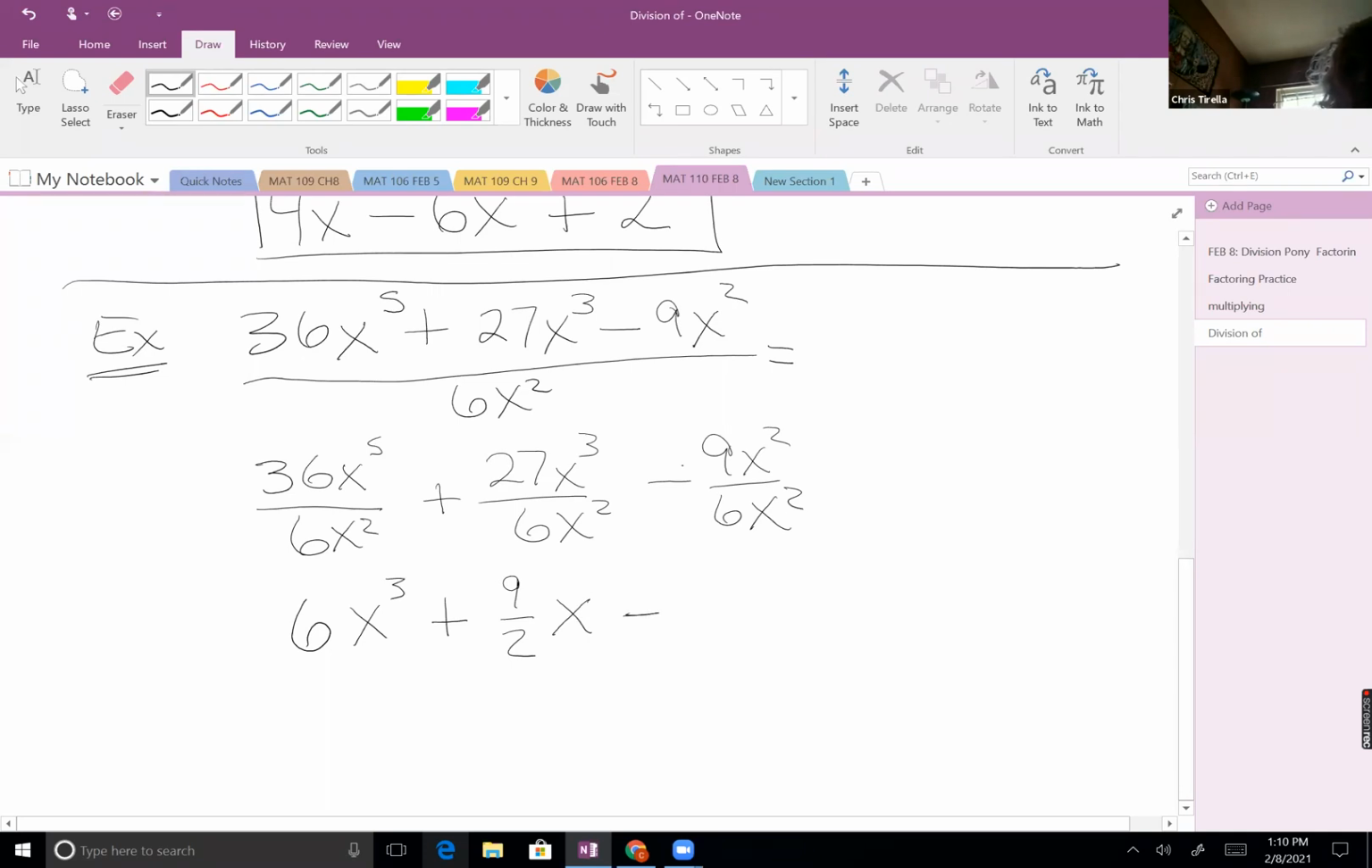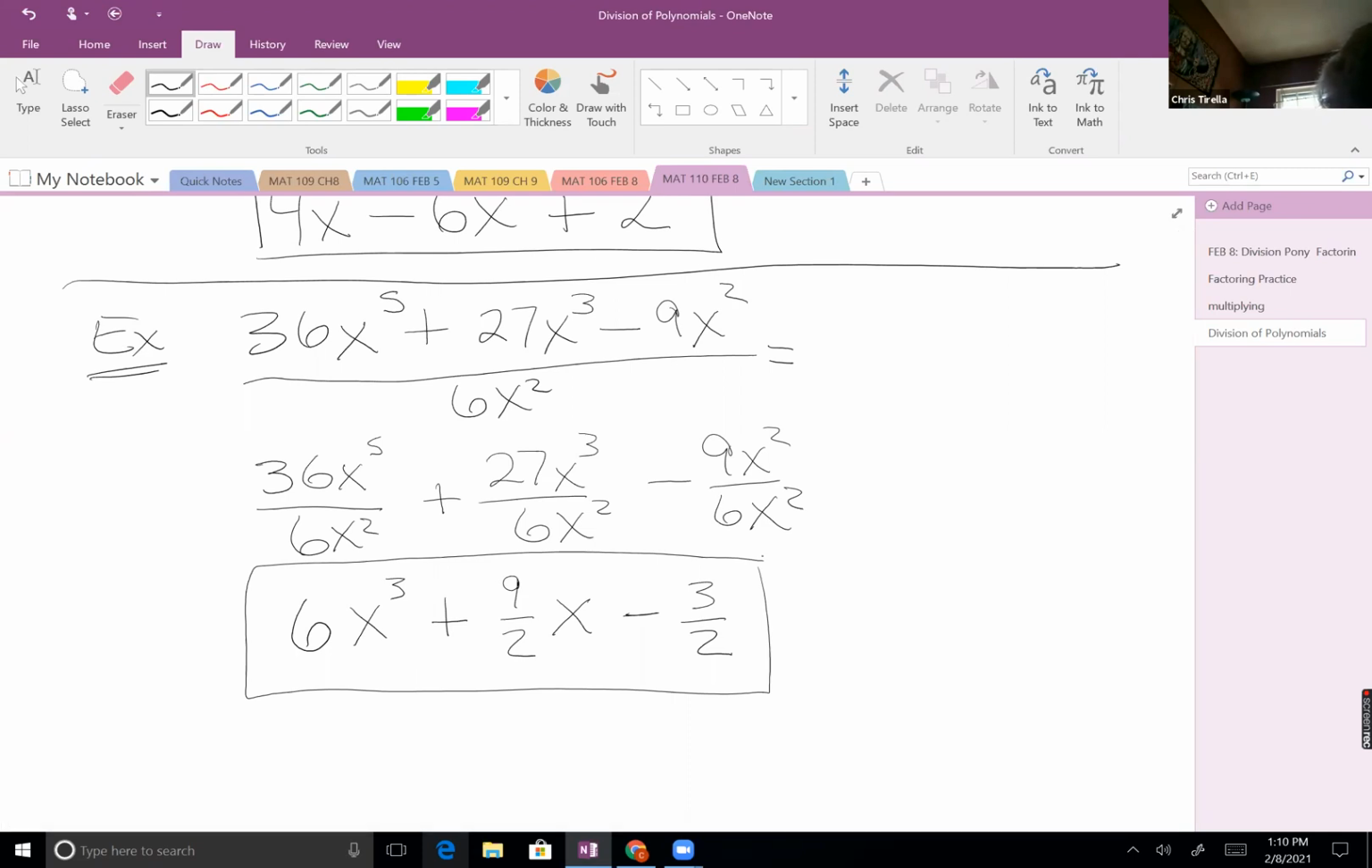And last one, again, I have to reduce 9/6, which gives me 3/2. And x squared divided by x squared is x to the 0 or 1. And so that's where I would finish. How did you folks do? Everybody all right?